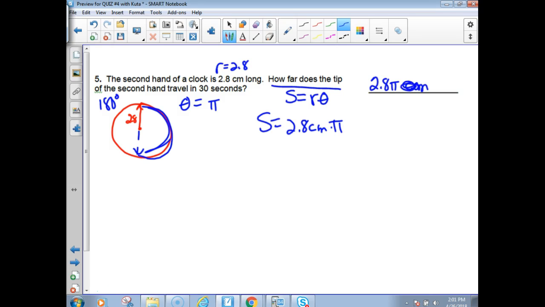Oops, I don't know what happened to my centimeter word or abbreviation. Came out goofy looking. So it's 2.8 pi centimeters. If you did it in decimal form, that would be 8 or 8.8 centimeters. Yes.